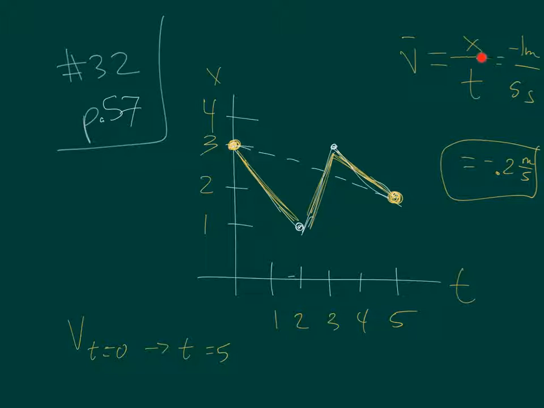Again, this x is a change in 1. This t is a change in 5. -1 because I go down. +5 because I go to the right. So the slope is -1/5. Again, -1/5 is the slope of the dashed line. It is the average velocity.